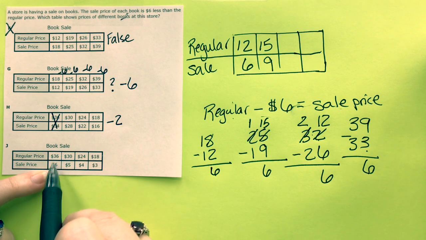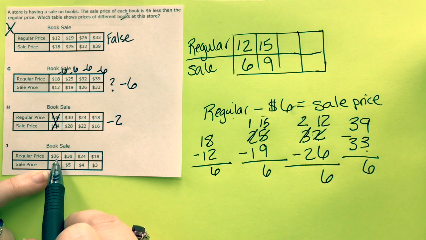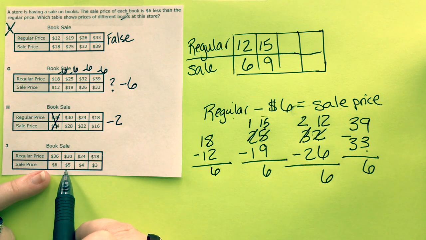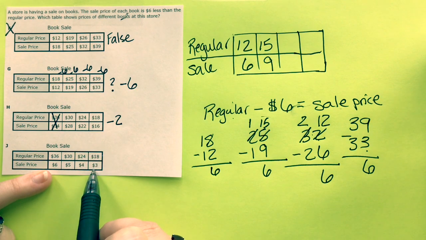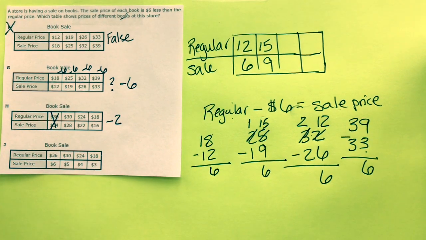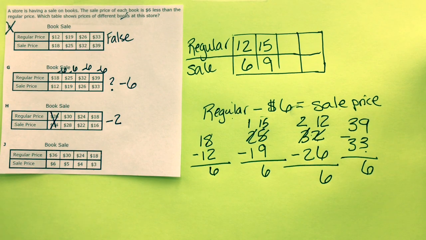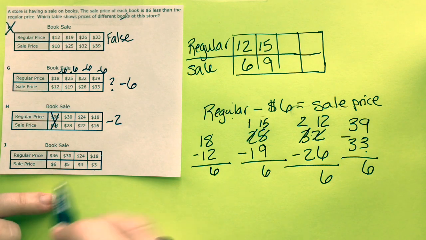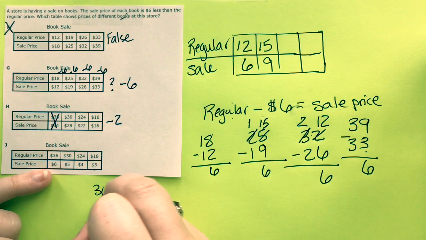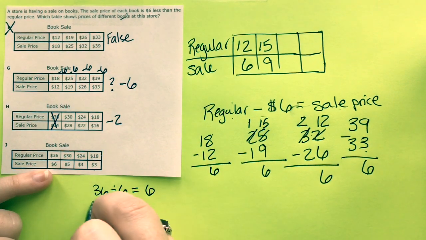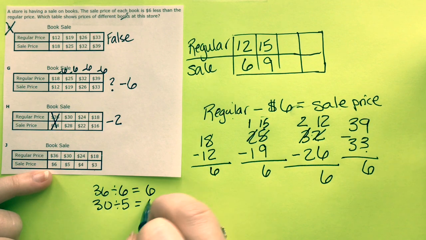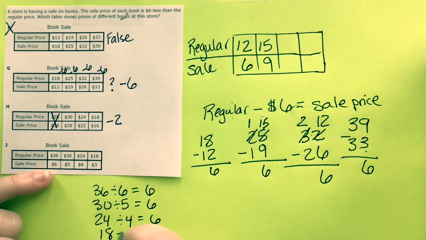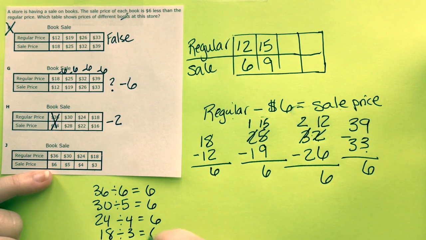So let's look at J, the last option here. Sale price is 36. Sale price is 6. Now that's a big jump. 30 to 5, 24 to 4, and 18 to 3. Well, I don't think they're subtracting there. To me, that's such a big jump, and I know that those numbers have a relationship because I know my 6 tables. So I know 36 divided by 6 equals 6. 30 divided by 5 equals 6. 24 divided by 4 equals 6. And 18 divided by 3 equals 6.